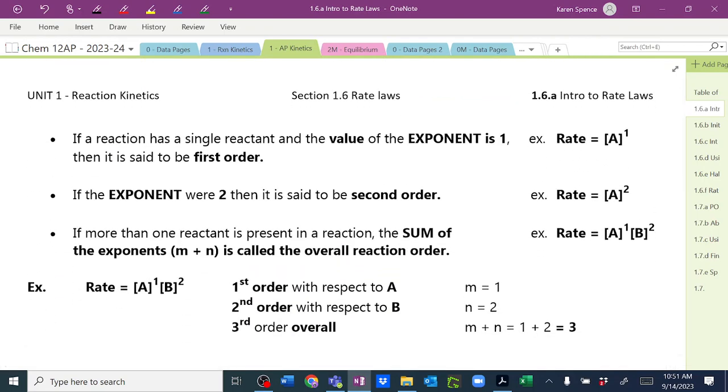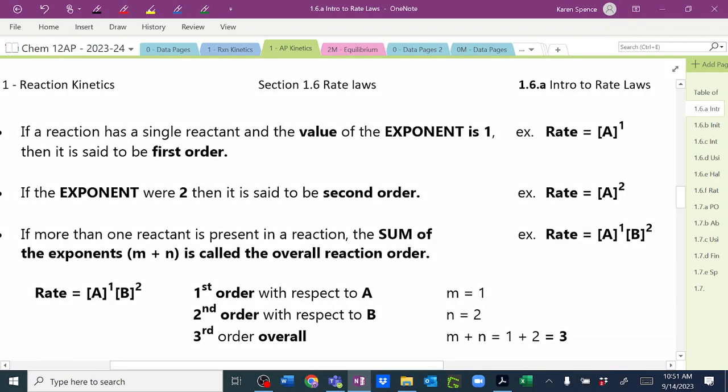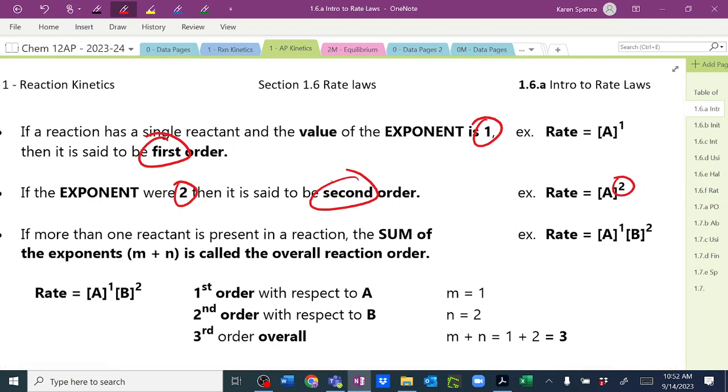So, if a reaction has a single reactant and the value of the exponent is 1, it is said to be first order. Okay, 1, first order. If we only had one reactant, if we had reactant A and the exponent was 2, what order would we say it is? Second order. This part's easy, right? Doesn't necessarily make a lot of sense, but it's easy. Yeah? Uh-huh. Oh, something breaks down. Yeah?